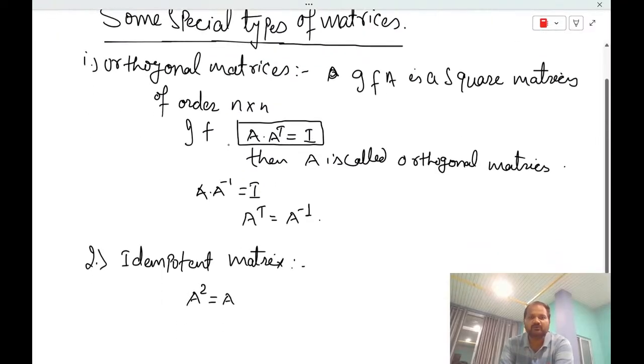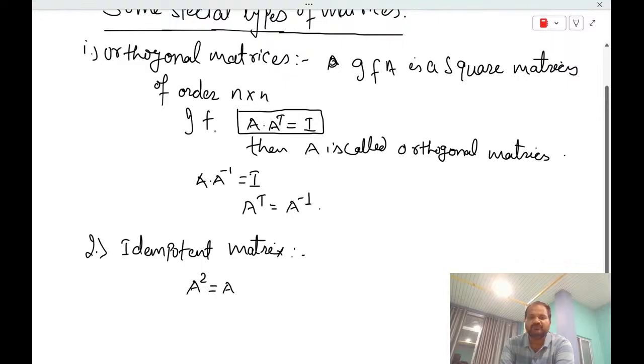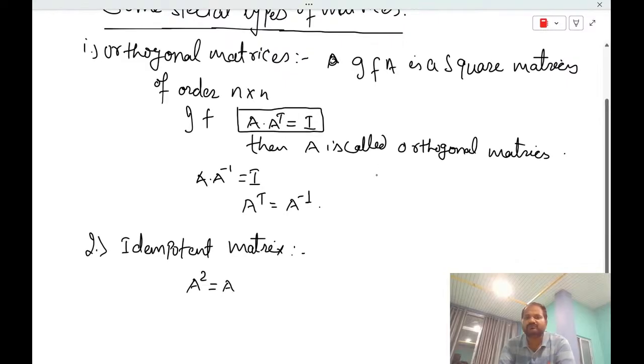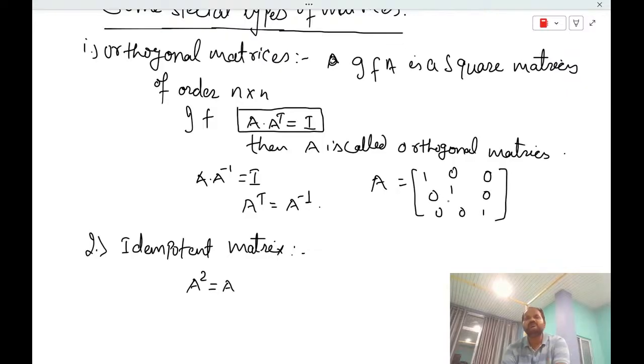For the orthogonal matrix, where the product of A and its transpose is I, we can take the example of the matrix 1 1 1 0 0 0 0 0 0. Its transpose will be the same as A, and multiplying A dot AT will give the identity matrix.